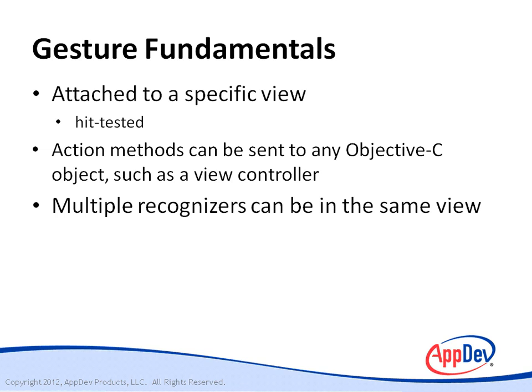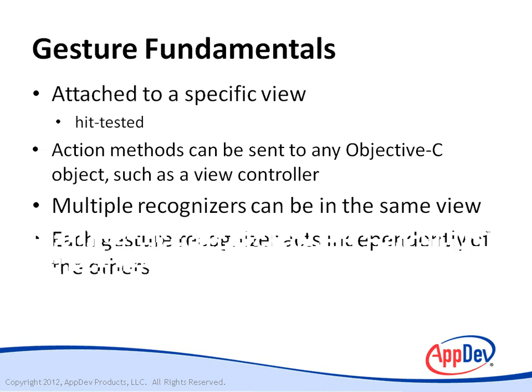Now, you can have multiple recognizers in the same view, and that's really the key benefit of a recognizer, because you can detect more than one type of user interaction without writing a ton of code to calculate that. And each gesture recognizer acts independently of the others. What I mean when I say each gesture recognizer acts independently is that with a given touch, so if the user puts two fingers down on the view, all the gesture recognizers in that view get access to those touch events and will independently calculate whether those touch events are gestures.